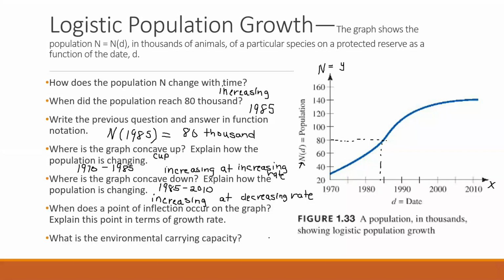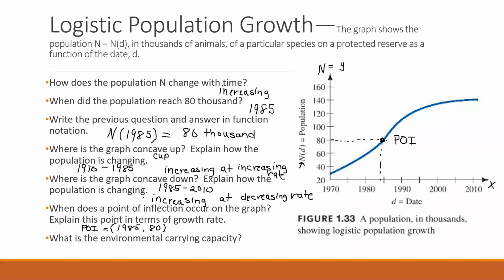So we described where it was concave up, where it was concave down. That means there's a point of inflection, because the point of inflection is where the concavity changes. So the point of inflection, I'm going to abbreviate that as POI, would be the ordered pair of 1985, 80,000. And so when I look at this ordered pair on the graph, that first one we identified right here, this guy is the point of inflection.